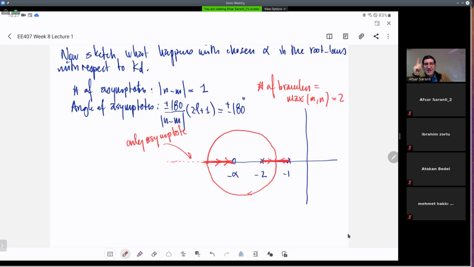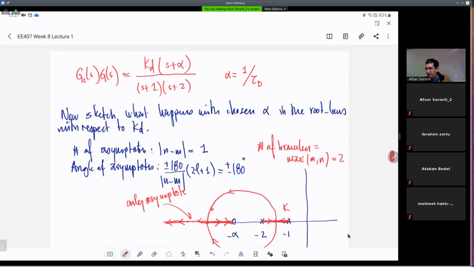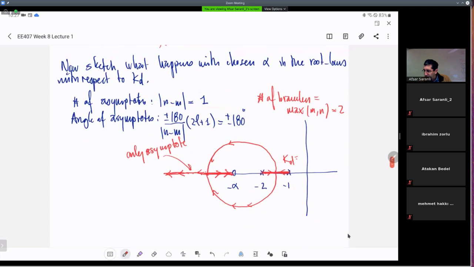So one of the branches necessarily needs to go to the 0. The other branch will go to the asymptote. After this break-in point, one branch will be going to the 0, the other branch towards the asymptote. Again, my parameter was KD: here KD is 0, and over here KD goes to infinity. So the branches will approach the asymptote and the 0.